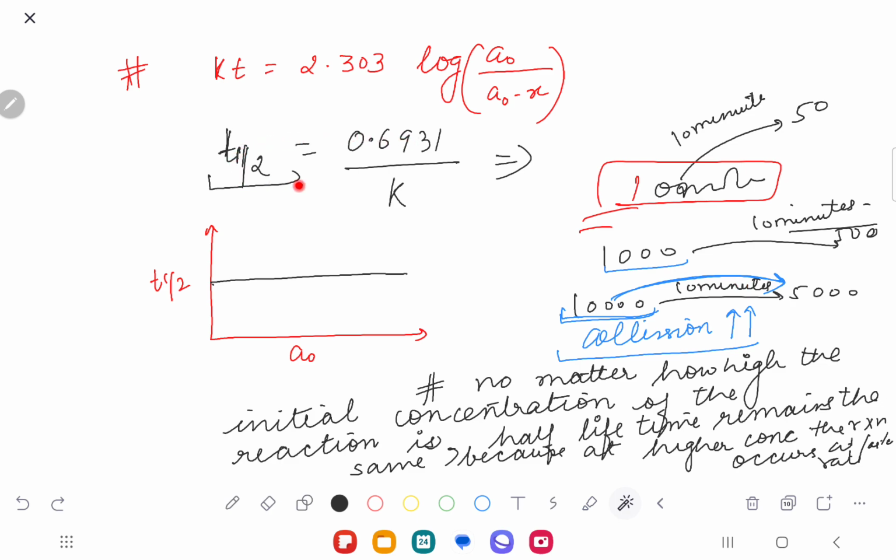And that's what my formula is also telling me, that here there is no interference of the initial concentration. Nowhere in the formula are you getting A naught.